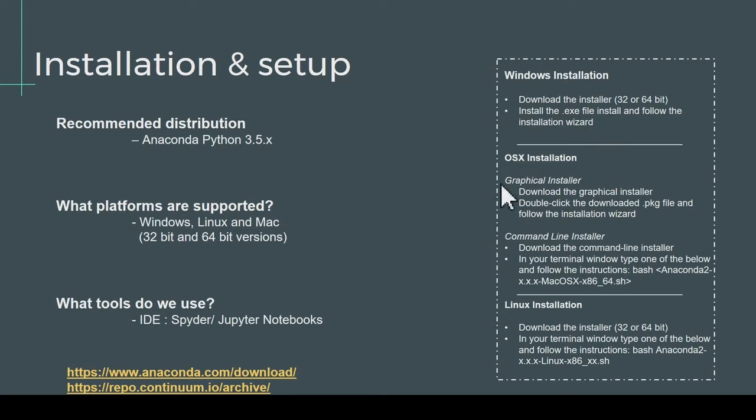For Mac, you have two options. You have the graphical installation process as well as the command line process. The graphical process is similar to any other software which you install on a Mac, and the command line is very similar to Linux. You can just invoke the shell script file which gets downloaded, and the remaining is automated. For Linux, similar to the command line version of Mac, you have to download the installer and then invoke the shell script from the command prompt.